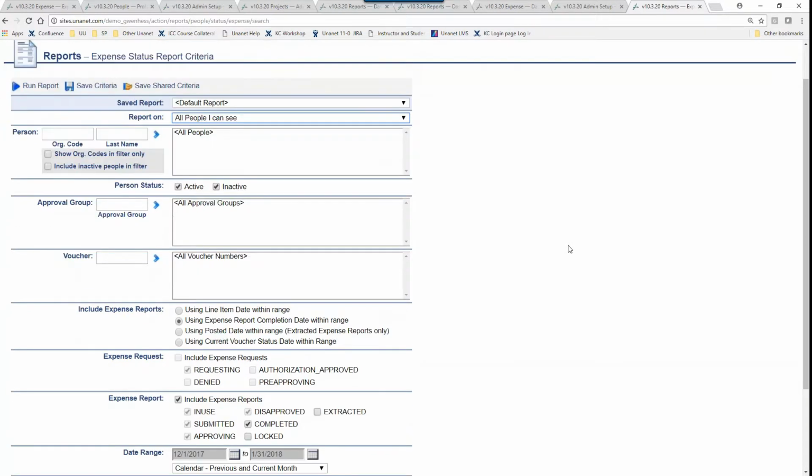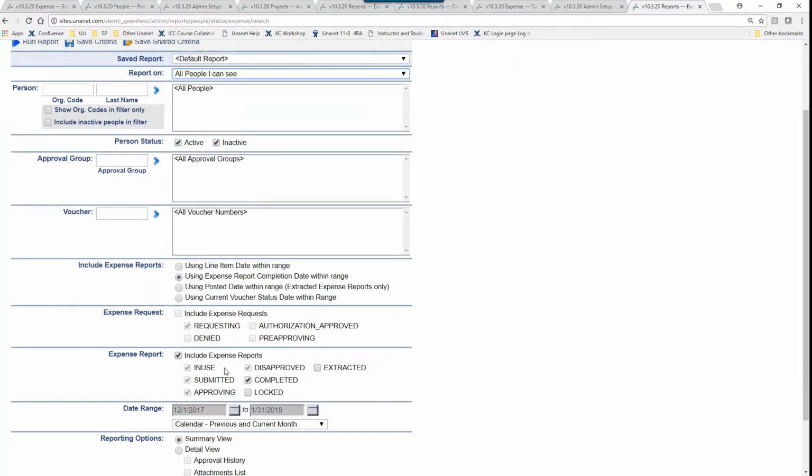And then I could come down and say, show me reports in, well, wait a minute, why can't I include these other statuses? These are grayed out. It doesn't look like it's going to run. I know what I need to do. I need to come up here to include expense reports, and I need to say, let me look at things that have a line item date within the range that I'm looking.